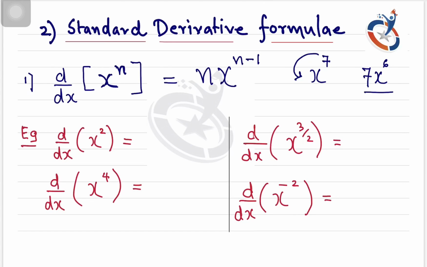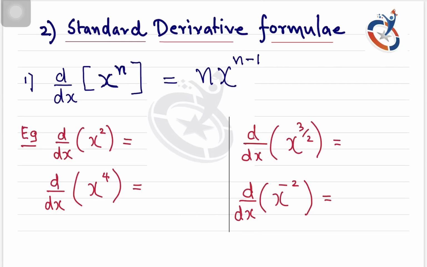Clear? If you have x raised to 10, then the formula becomes 10 into x raised to 10 minus 1. So 10 into x raised to 10 minus 1 will become 10 into x raised to 9. Clear? So now come on, you answer me. What is the derivative of x square?